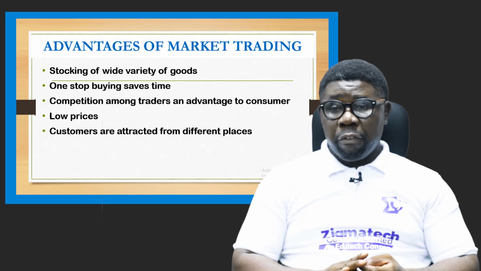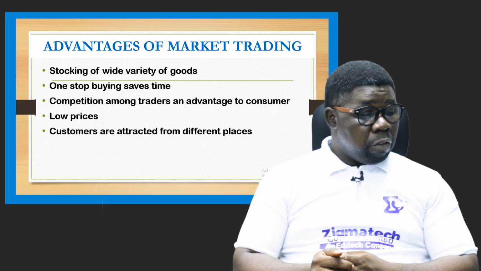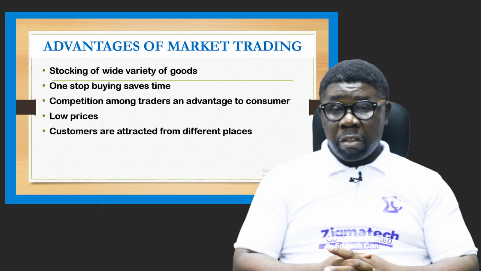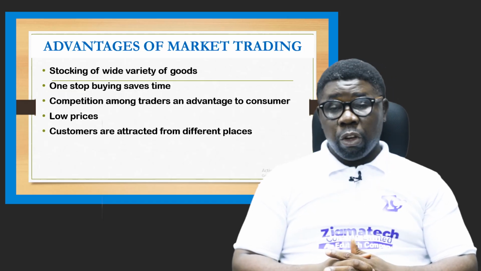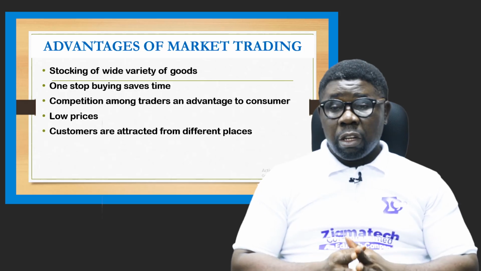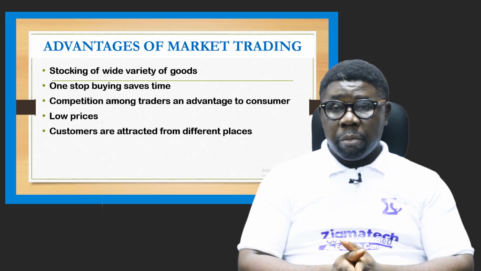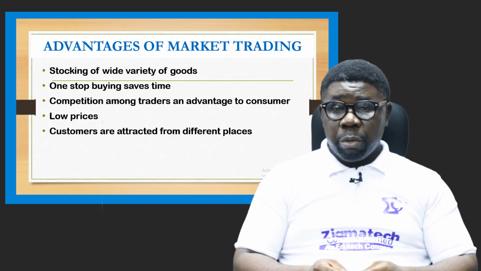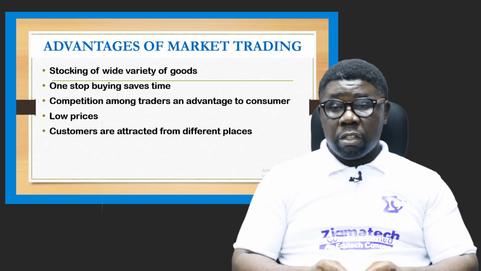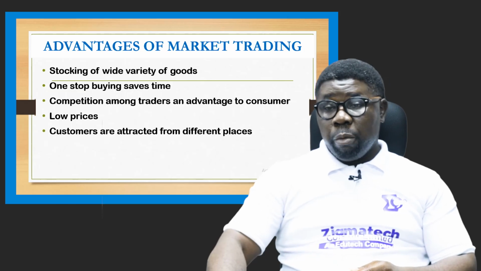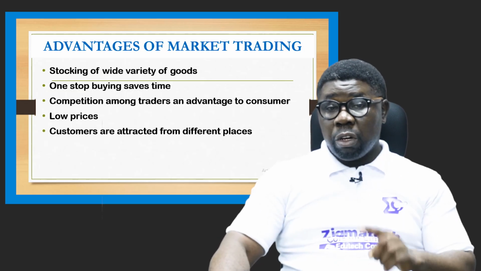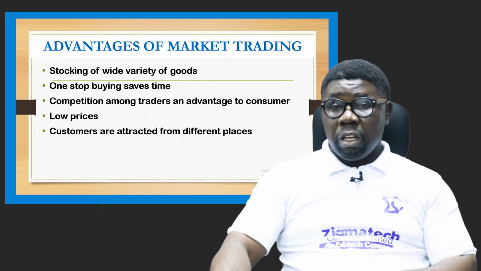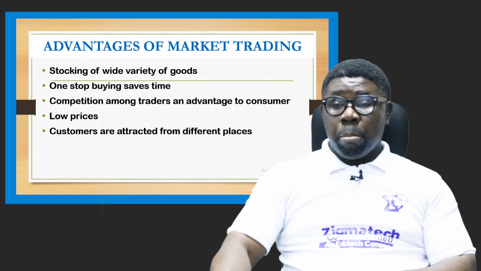Customers are attracted from different places because of the knowledge of their existence and how the prices are. Remember, we said when the price is low, consumers will buy more. So because of that, more persons are attracted to that kind of place to buy. A market trading environment attracts more buyers because of the affordable price. People will be attracted from different places because they know that in such a place you can buy all you want and still buy it at a reasonable price. That's why it's an advantage for market trading.